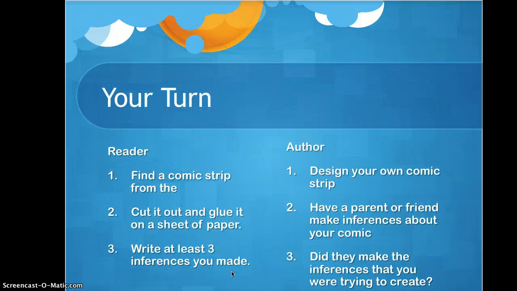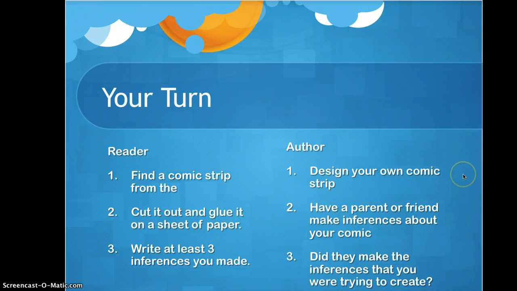So now it's your turn. So here's your assignment. Based on what we've looked at throughout our PowerPoint presentation about inferences in comics, you get to choose. Do you want to be the reader or do you want to be the author? Well, if you want to be the reader, you need to find a comic strip from the newspaper. You need to cut it out and glue it on a sheet of paper. Write at least 3 inferences that you made.